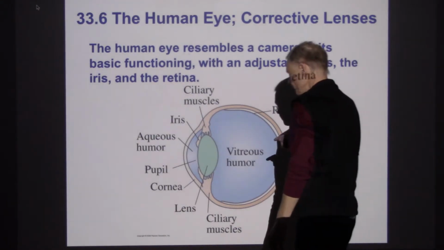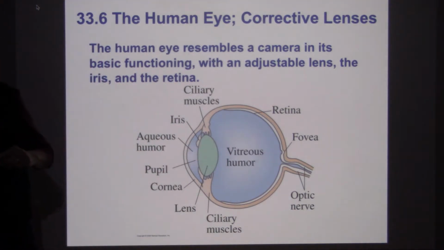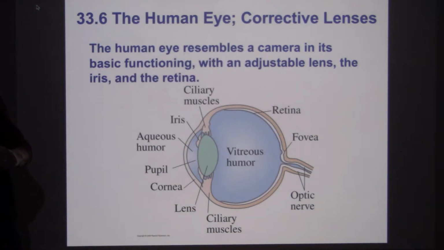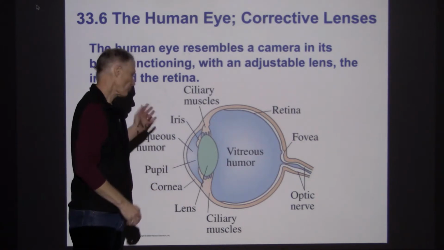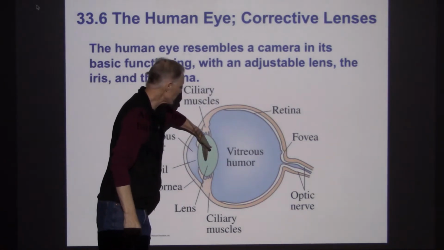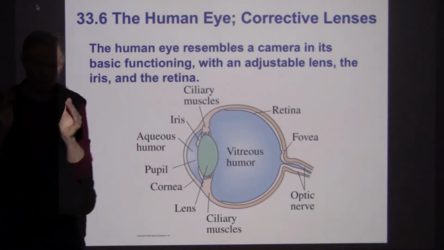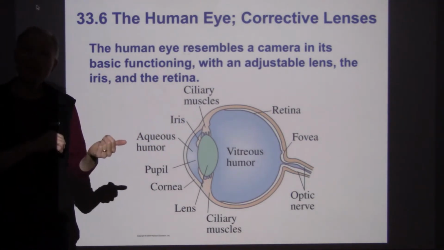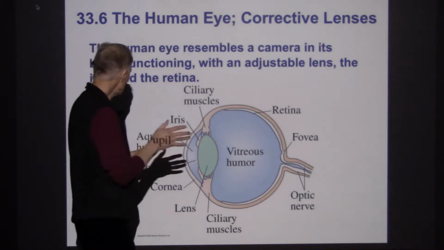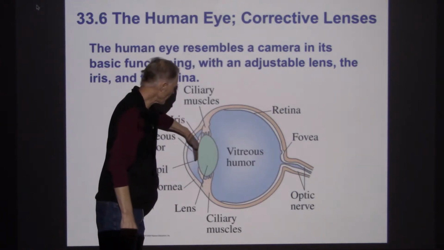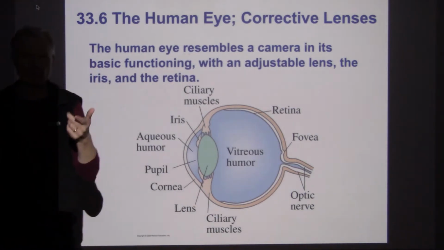Back when we looked at the camera, we said, well, how do we adjust for objects close and objects far away? And when it was a camera, what we did was we had the lens move back and forth. Well, in the camera's case, the lens had a fixed focal length. But in the case of the eye, it's the lens that's flexible. So we don't need the lens to move back and forth. We just have the lens change its focal properties by contracting those muscles.